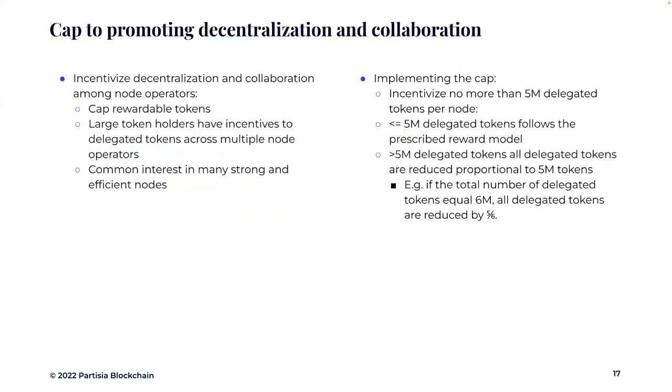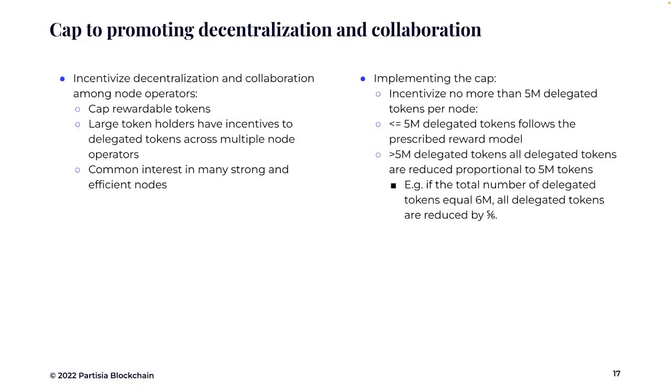There is also a built-in cap of 5 million tokens. This is how we are implementing this 5 million cap. Why we're doing this is that it's all about creating a strong network. It's about creating a decentralized network. It's about having competition around creating a common good, which is running the network. So the stronger the nodes are, the better it is.